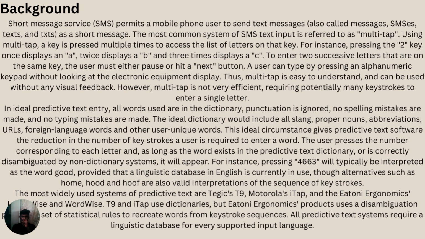The most widely used systems of predictive text are Tegic, T9, Motorola iTAP, and eZiText, Letterwise and Wordwise, and T9 and iTAP use dictionaries. But eZiText products use a disambiguation process, a set of statistical rules to recreate words from keystroke sequences. All predictive text systems require a linguistic database for every supported input language.